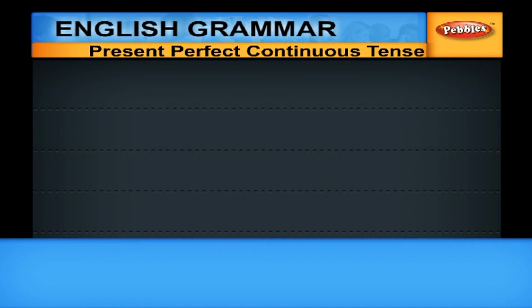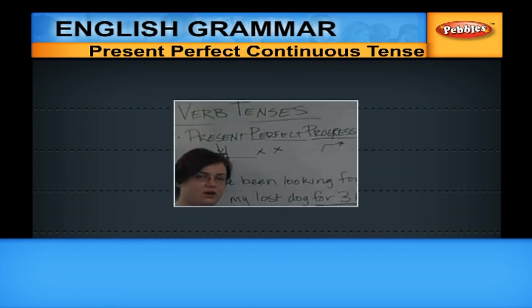Where do we use present perfect continuous? We have to use present perfect continuous while referring to an action that started in the past, continued for some time, and is still going on. For that, we will use present perfect continuous, an action from the past still going on.